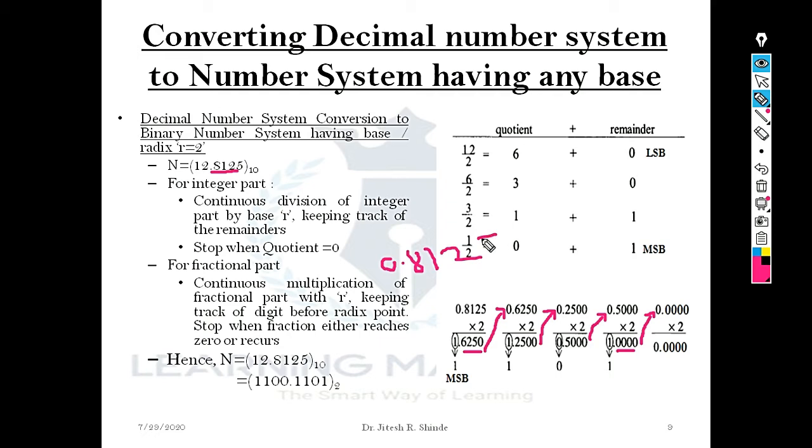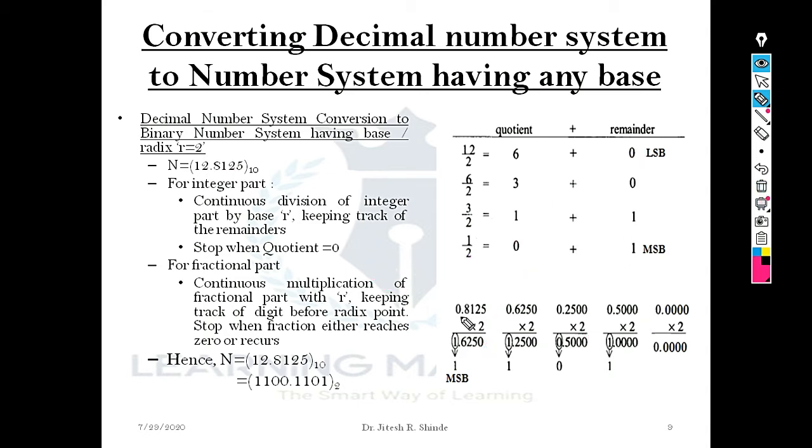So our answer is 0.8125 base 10 is equal to, now this is our MSB, so I'll be writing 1, 1, 0, 1, base 2. Thus the decimal number 0.8125 equals 1101 base 2. In this way the fractional part specified in the decimal number system can be converted to the binary number system.